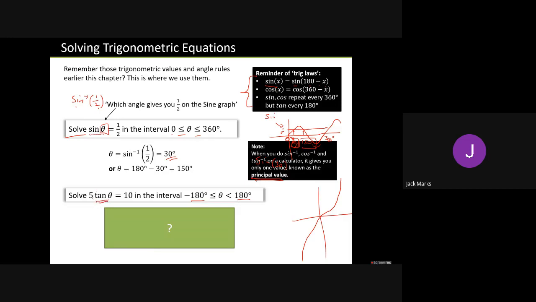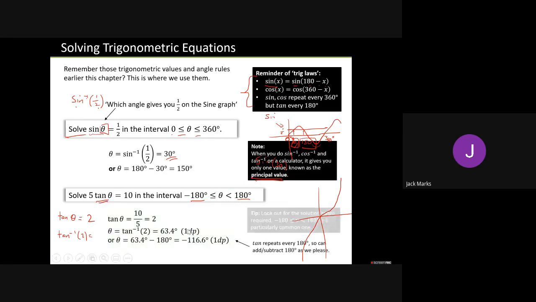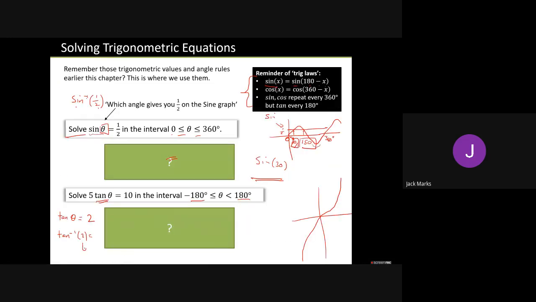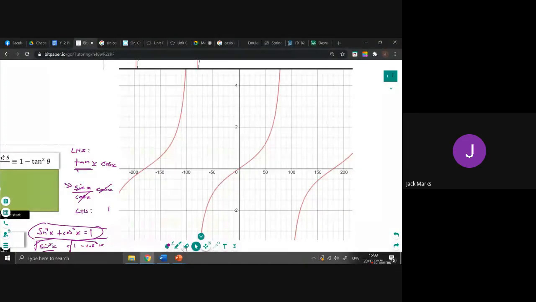So the first thing I'm going to do is divide by 5 on both sides. So tan theta is equal to 2. Then if I do tan to the minus 1 of 2, that's how I'm going to get my first answer. And what I'm probably going to need to do is think about whether I need to add or take away 180. So let's just find that first answer: 63.4. Now let's look at it on the graph. We were looking at tan of 2. Well, here's 2.